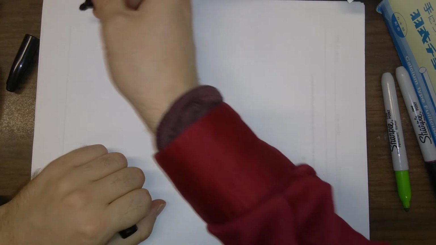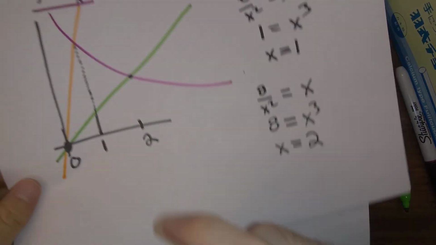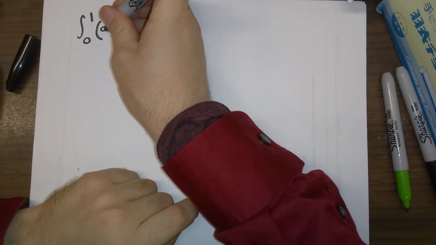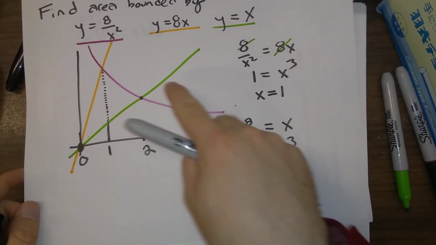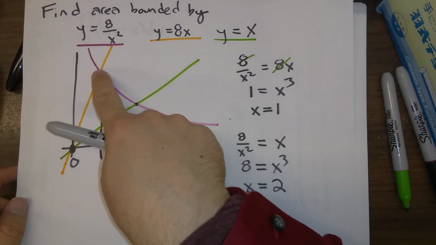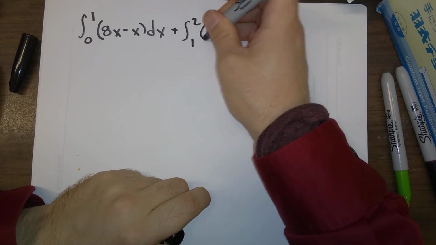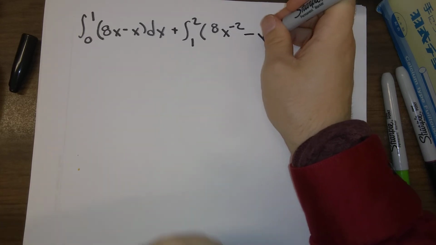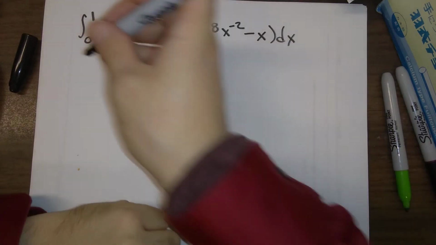So at this point then, what do we have here? We're integrating from 0 to 1 of the orange function minus the green function, so that's 8x minus x. And then from 1 to 2, we're integrating the purple function minus the green function, so that's 8 over x squared minus x. And 8 over x squared, that's 8 times x to the minus 2. So these are the integrals that we have to calculate here.